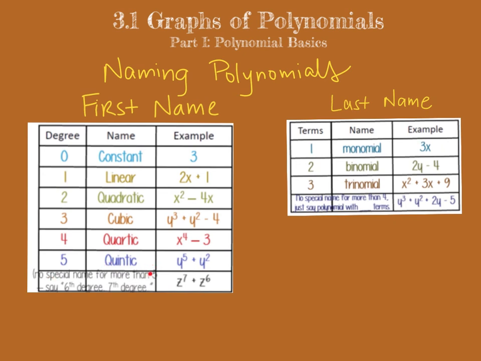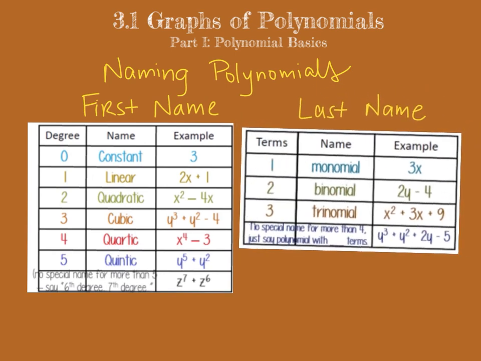There are no special degree names for anything higher than that. So you would just call them a 6th degree or 7th degree or 8th degree. Then when we have just a horizontal line, that's called a constant function or a polynomial, just like y equals 3. All right, then a polynomial's last name is determined by how many terms it has.